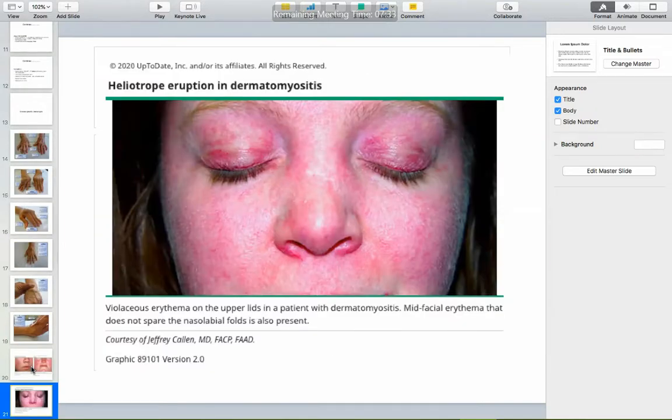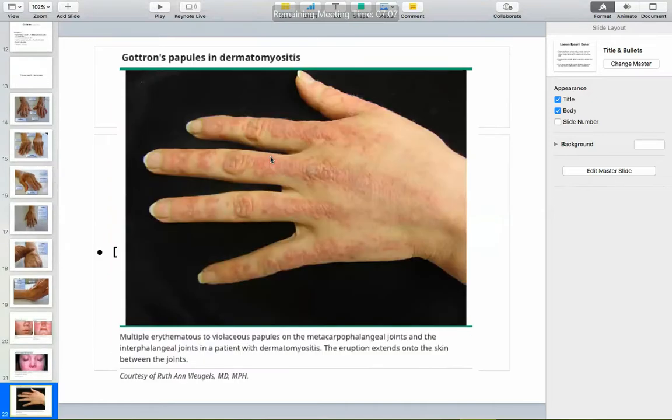This is one of the very interesting ones. I've seen, I think, a couple of cases in Saudi and a couple of cases abroad. This is what we call a heliotrope eruption of dermatomyositis. Dermatomyositis is a disease that affects the muscles, and you will see this violaceous erythema in the upper eyelid. The reason why I brought this image is that if you see this, the diagnosis of dermatomyositis is guaranteed. And this is what we call a Gottron papule.